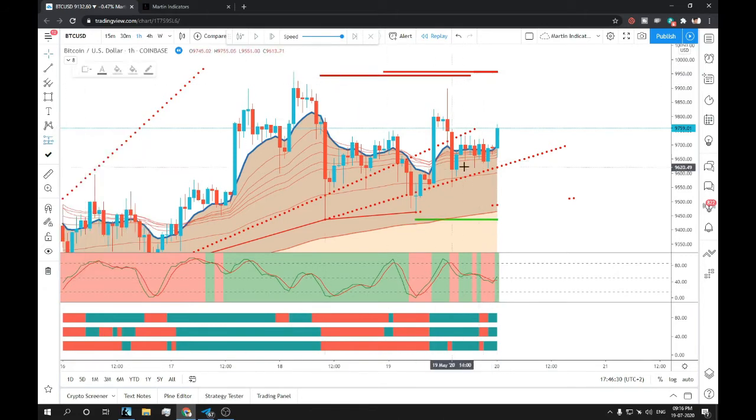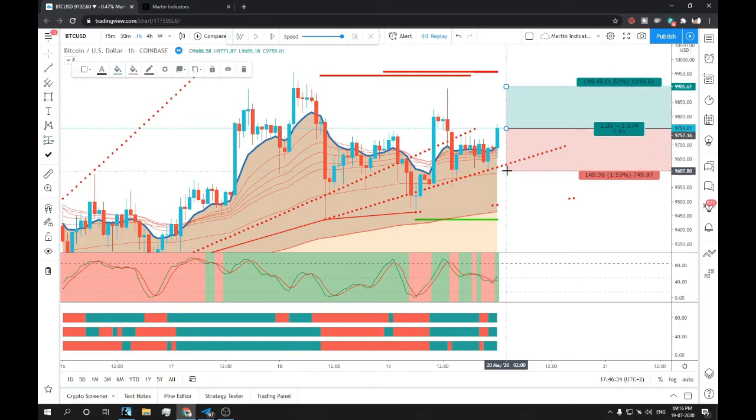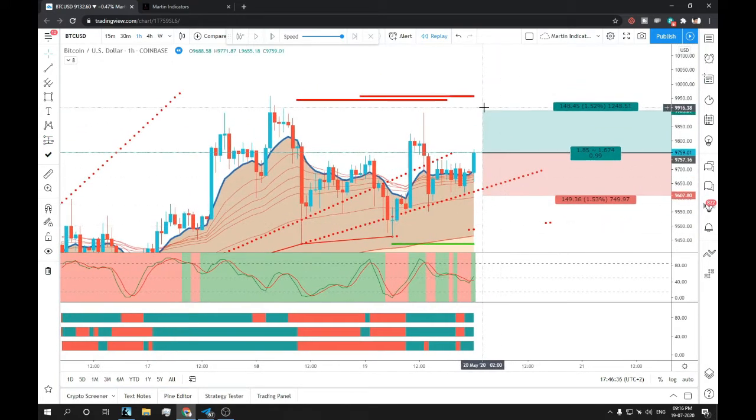So we will take this long signal, we will take this long. Stop loss at the previous structure low, maybe a quick scalp though. So let's see if we can win this.